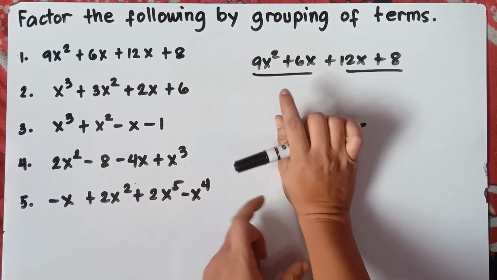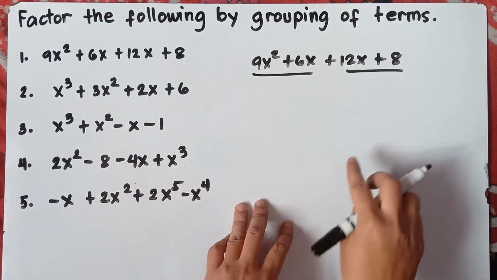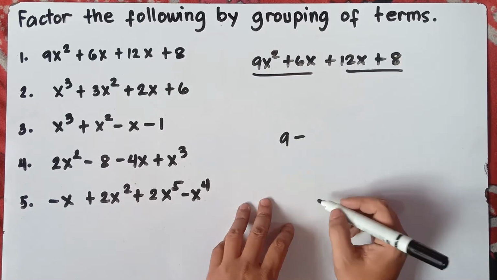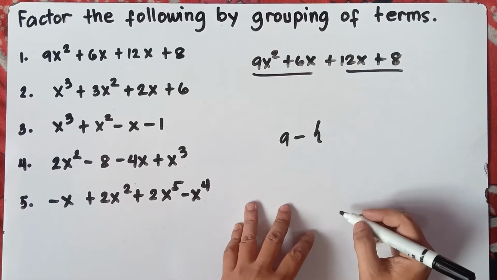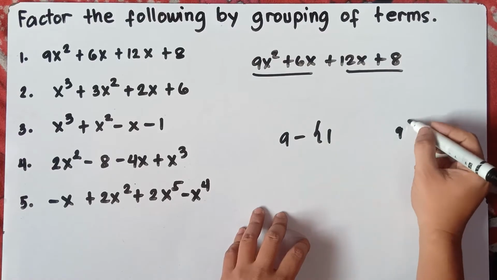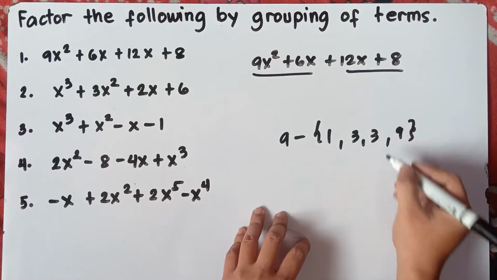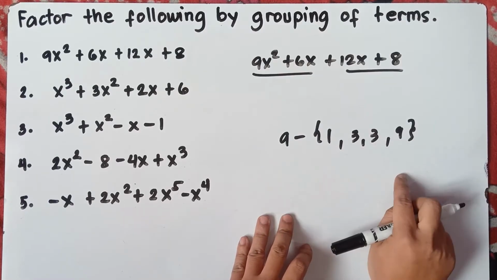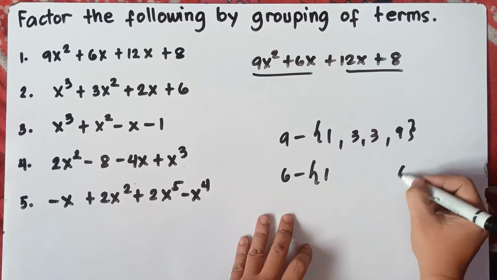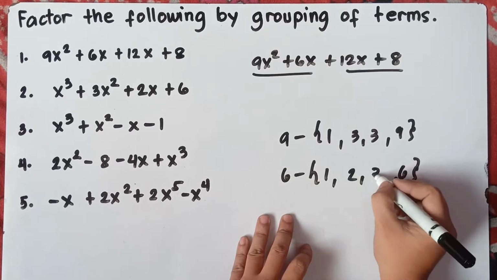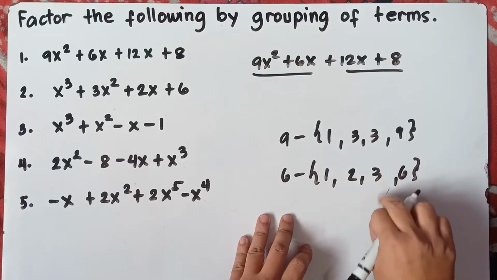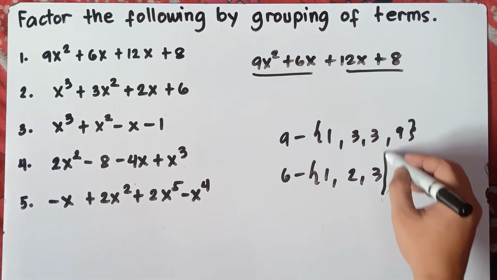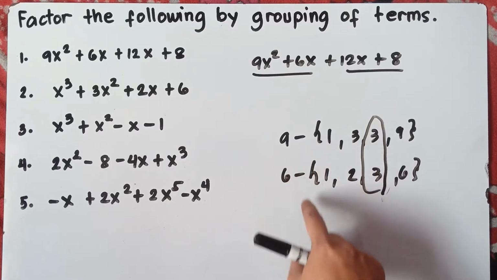You find the GCF, the greatest common factor. Now, during your elementary years, if you still remember, to find the GCF of 9 and 6, the factors of 9 would be 1 times 9 and 3 times 3. These are the factors of 9. For 6, that would be 1 times 6 and 2 times 3. These are the factors of 6. But it will take time, class, if you do it this way. So the GCF of 9 and 6 is 3.